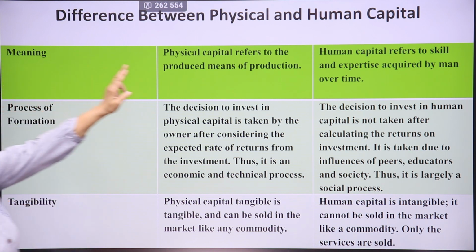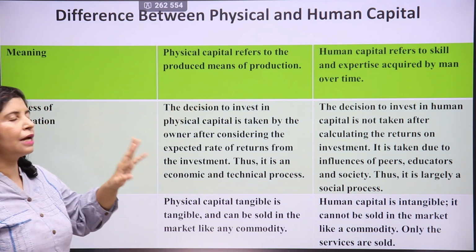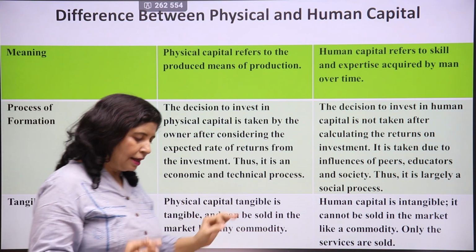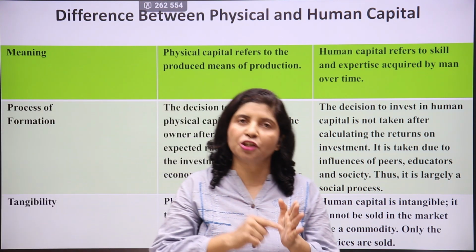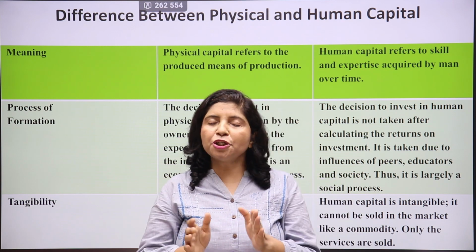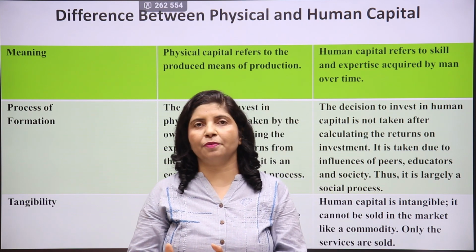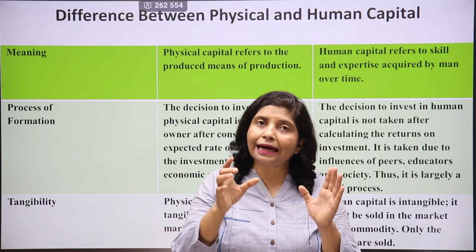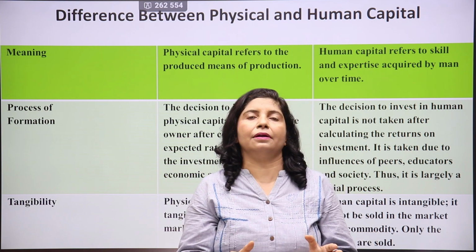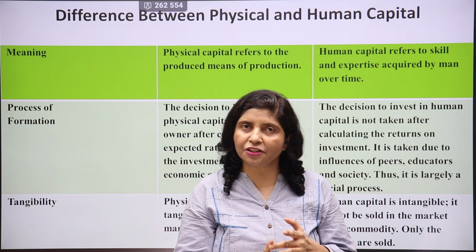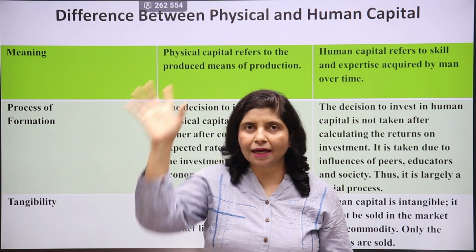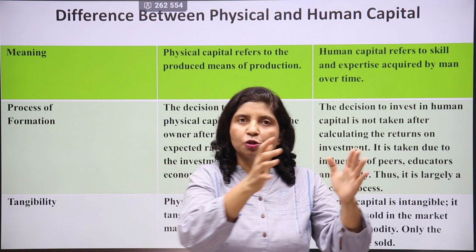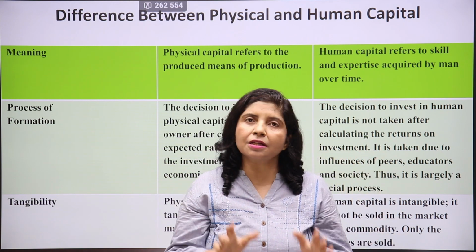Difference between physical and human capital. Here, physical capital refers to the produced means of production. I'll explain that in brief here. See, what is physical capital? There are machines and plant which you use in the process of production, like factors of production. You might have studied land, labor, capital. That capital over here is physical capital. Physical capital means all the machines which you use in your factories, the plant, that is the building in which you keep those machines. These are all physical capital.